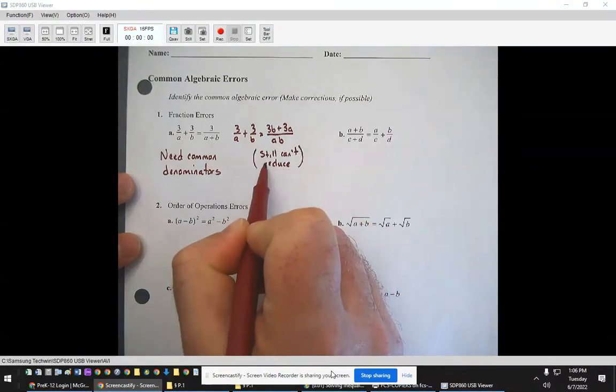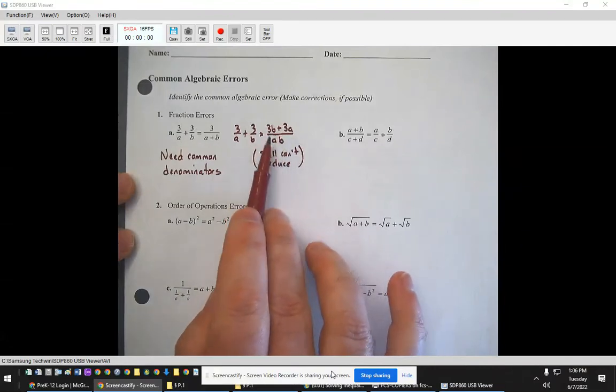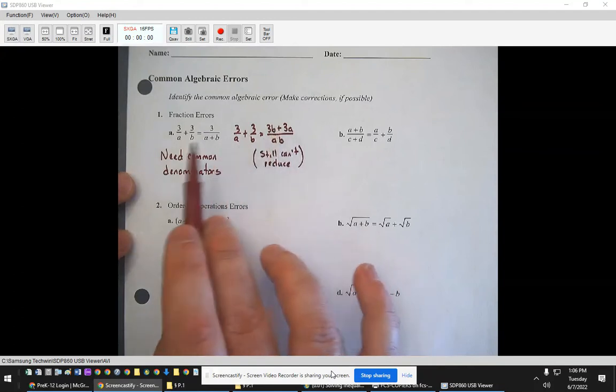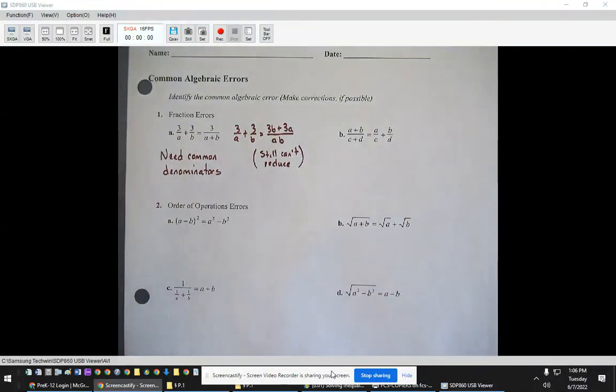anything because I remember it has to belong to all pieces when it comes to division and addition or subtraction, and nothing belongs to everything. So just a reminder, when you have fractions, you must have a common denominator.